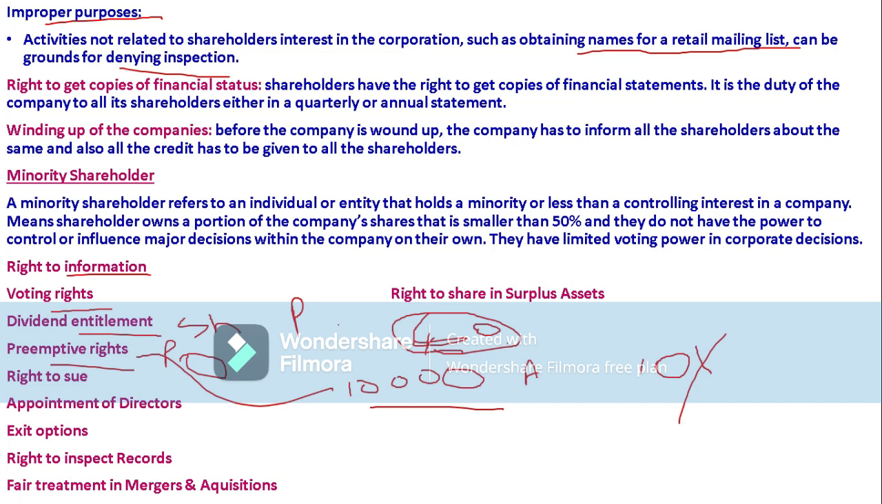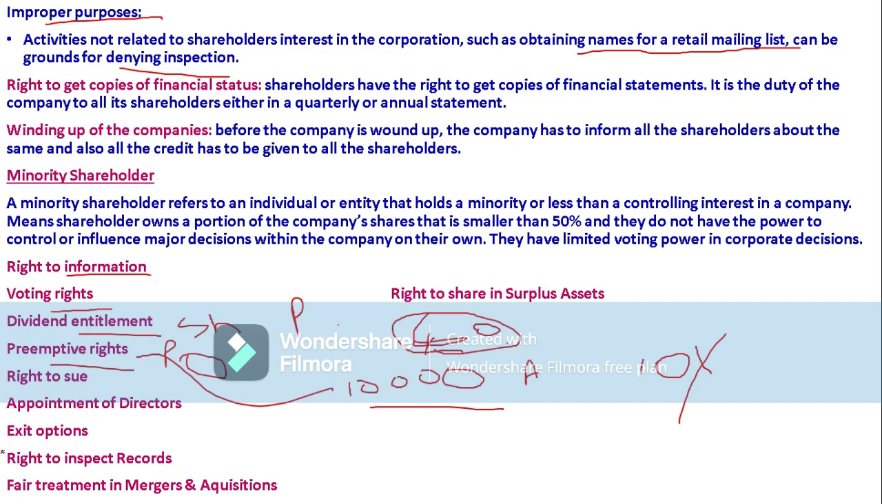Even though he is having the shares, for the new shares which the company wants to issue to the general public, the company should first give the opportunity to the persons who are already having shares in the company, and then only offer to the general public or external parties. So this is known as preemptive rights.